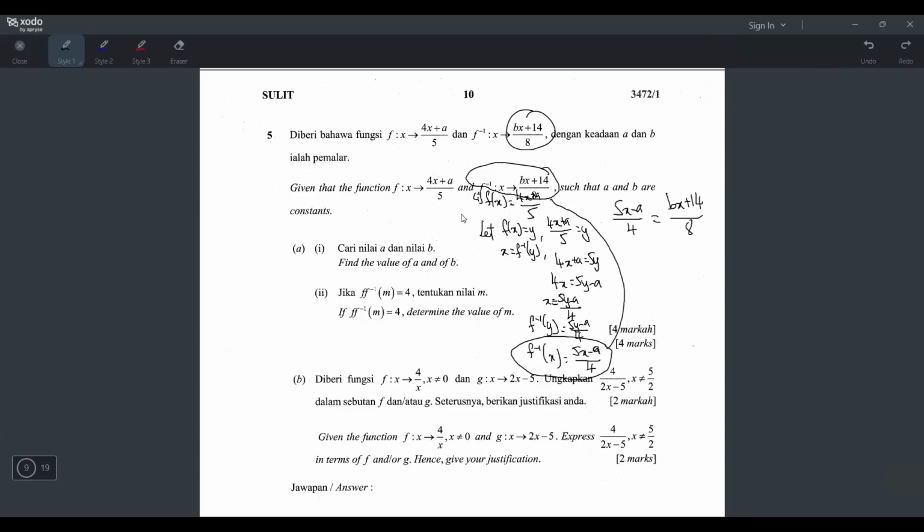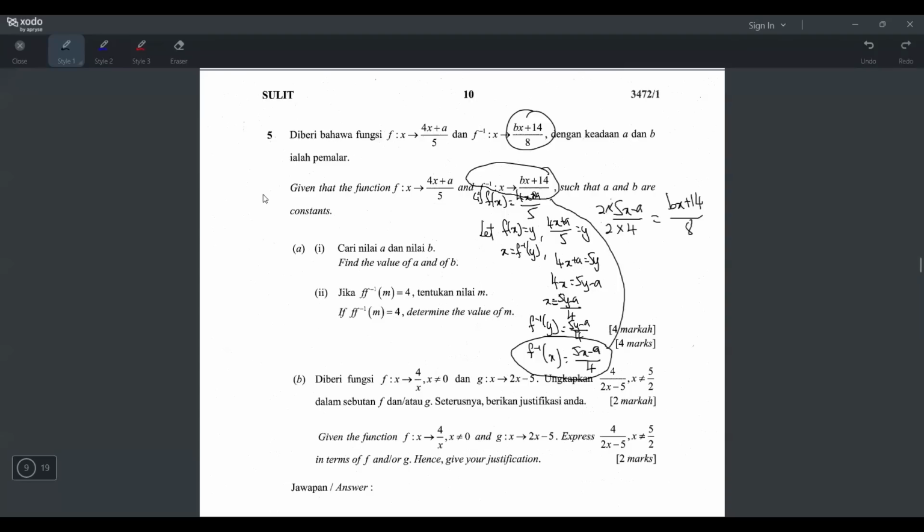So how to compare? I want to ask you something. Can I say b equals 5, negative a equals 14? Can I do that? Actually, the answer is no. Let me tell you why. Because if you look at the denominator, tengok bawah dia, sini over 4, sini over 8. So the number bawah sini tak sama tau. Okay? So what we should do is we have to take the left side here times 2 first.